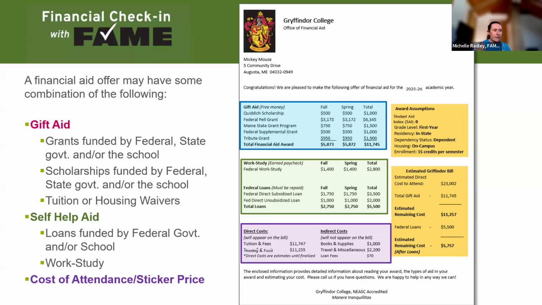So the direct cost, again, those pieces that appear on the bill, you'll see tuition and fees and usually housing and food that are indicated on those lines, formerly known as room and board, if you've heard that term before.